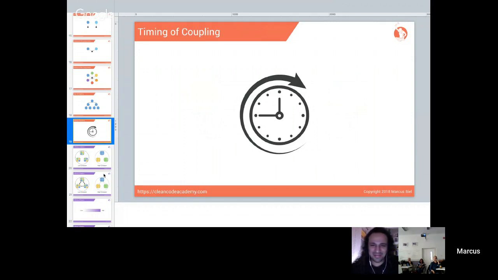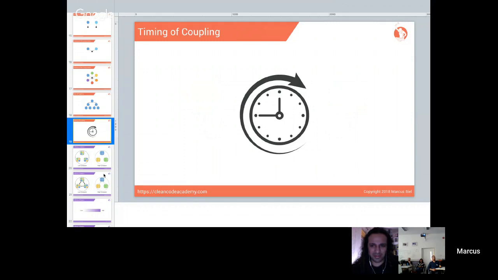Okay, and the last factor when it comes to the strength of the coupling is the timing of the coupling. Because we have to differentiate: do we have two components that are coupled at runtime or at compile time? Well, the later we couple the two components, the better, obviously. This gives us a lot of flexibility. But again, this flexibility comes at a price.